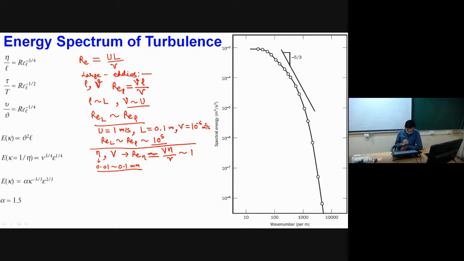Due to this, one important energy spectrum we can prepare. We can say that the largest eddies in our flow are the ones which have the highest spectral energy. And as the eddies keep decreasing in size, their spectral energy actually decreases. So how to explain this point?